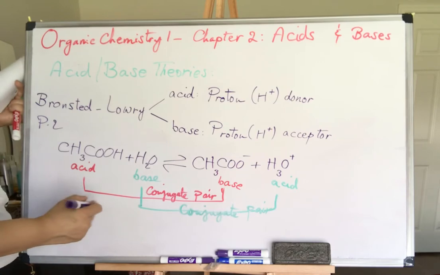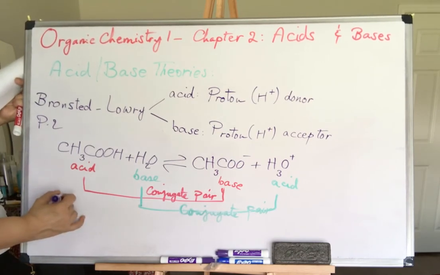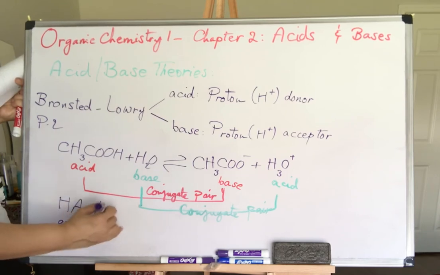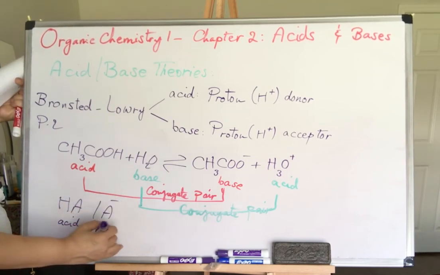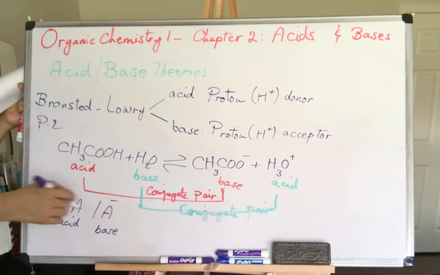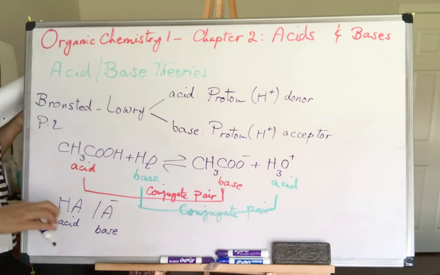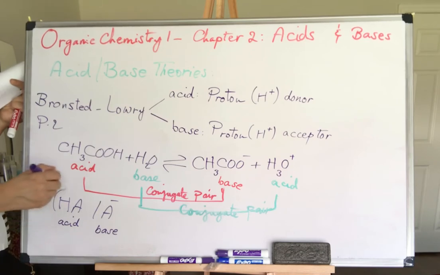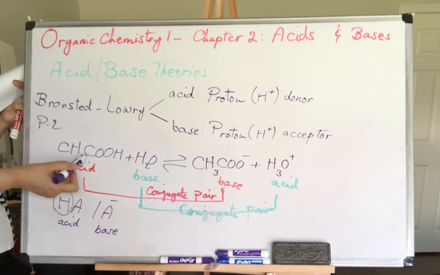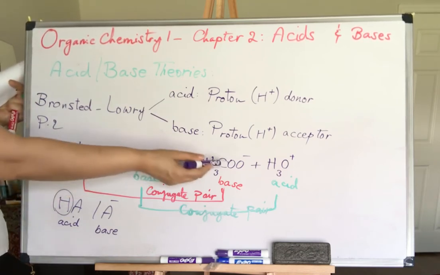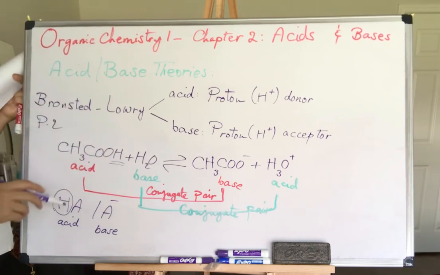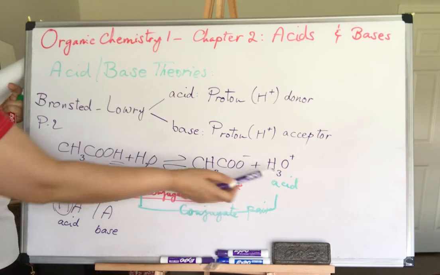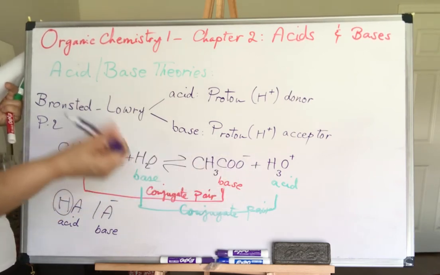conjugate pairs is if HA is the acid with hydrogen, the base has the same anion but without one hydrogen. So the difference between a conjugate acid-base pair is just one hydrogen, as you see here. This is the acid, this is the base, so the difference is one hydrogen. H3O is the acid, H2O is the base, so the difference is one hydrogen ion.